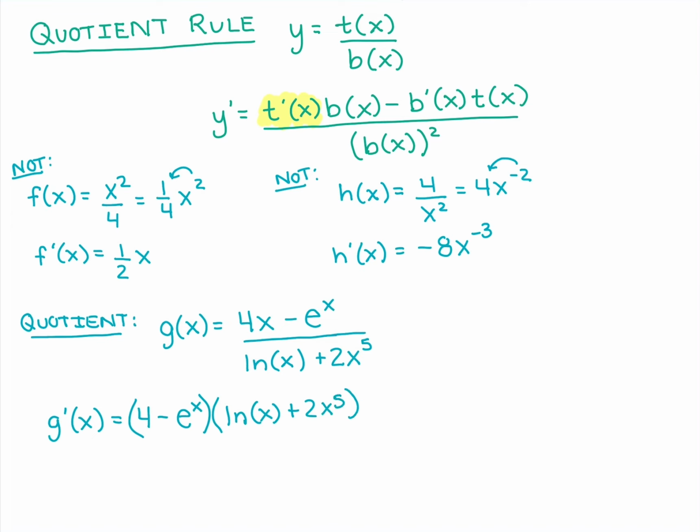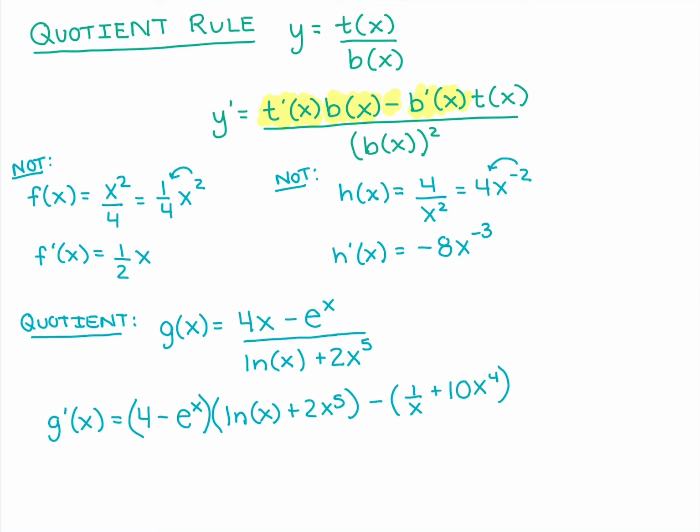So we've done that part. Derivative of the top, original bottom. Product always had a plus, now quotient has a minus. Derivative of the top, original bottom, minus. Now we're going to do the other derivative times the other original. So we're going to do the derivative of the bottom and multiply that with the original top. So derivative of the natural log of x is 1 over x. Derivative of 2x to the fifth is going to be 10x to the fourth.